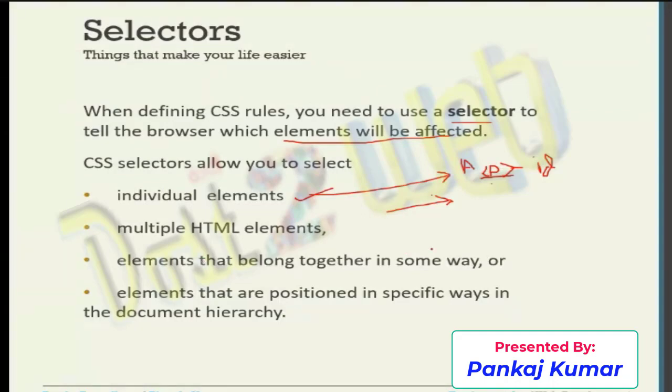Then elements that belong together, that means you have a hierarchy: inside the paragraph you have the span, or in the division tag you have the paragraph tag. So if you are using the CSS tag on that hierarchy, it will be applied on that. And there are different ways you are going to define a selector. So what are the different selector types we have? Let's see that.